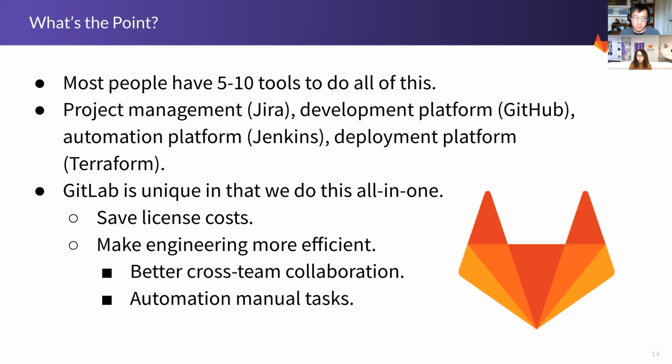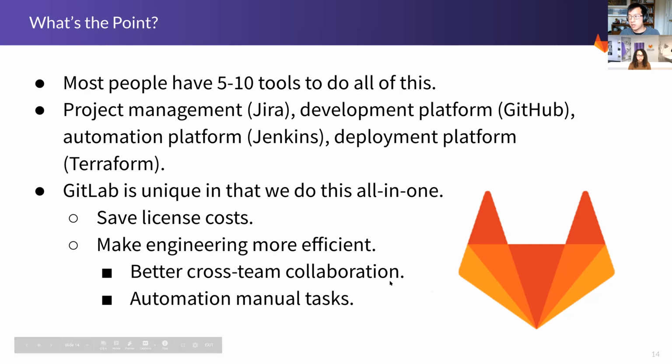And we're really unique in the fact that we do this. There are other businesses that are trying to do this, but they're really playing catch up. Right now, we are the best all in one solution in the market. Ultimately, what that allows people to do is make engineering more efficient. How do we do that? One, by automating manual tasks. Two, by having better cross team collaboration.